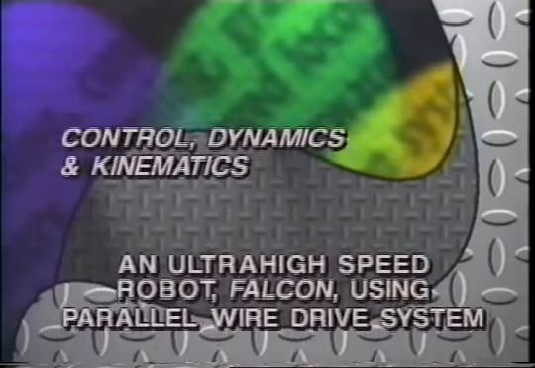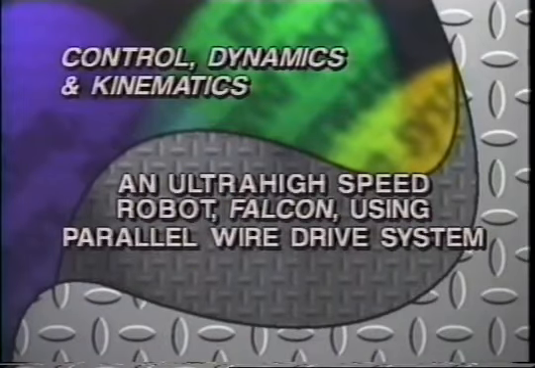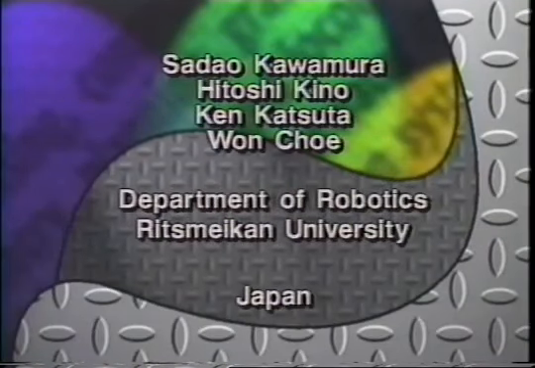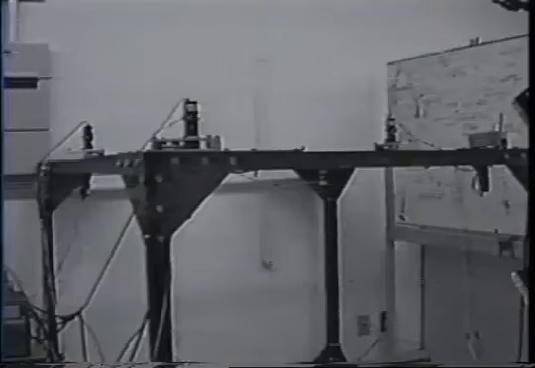Control dynamics and kinematics. An ultra-high-speed robot, Falcon, using parallel wire drive system, Japan. For high-speed motion, we have proposed an ultra-high-speed robot, Falcon, based on a wire-driven parallel manipulation system.